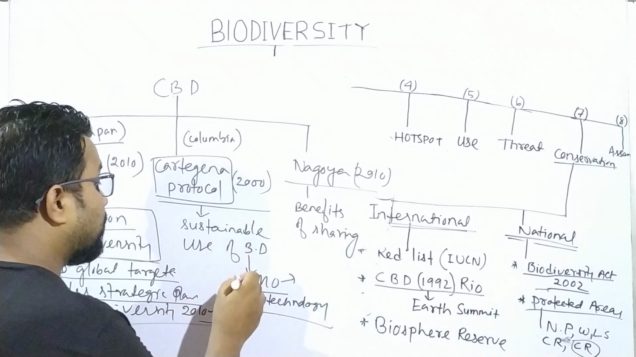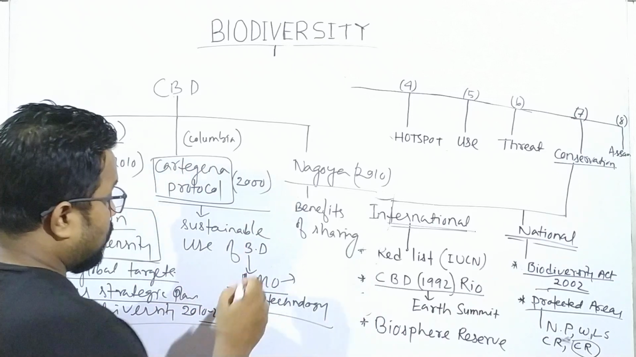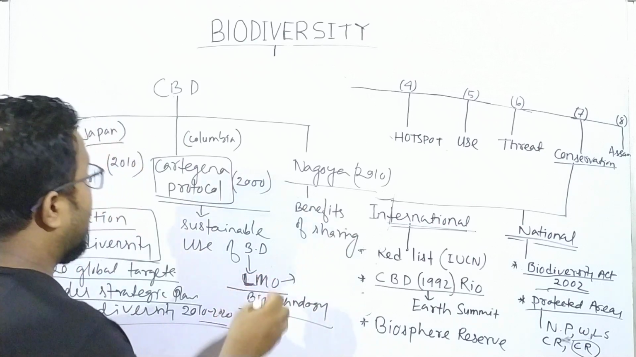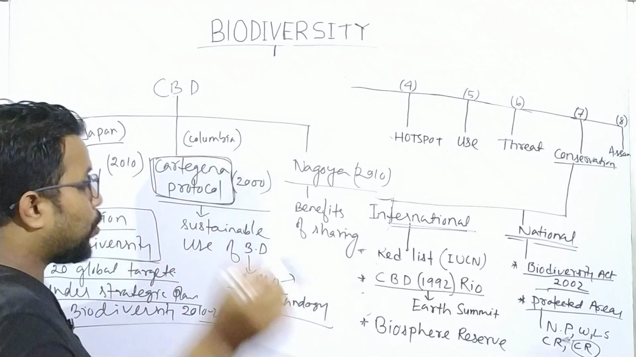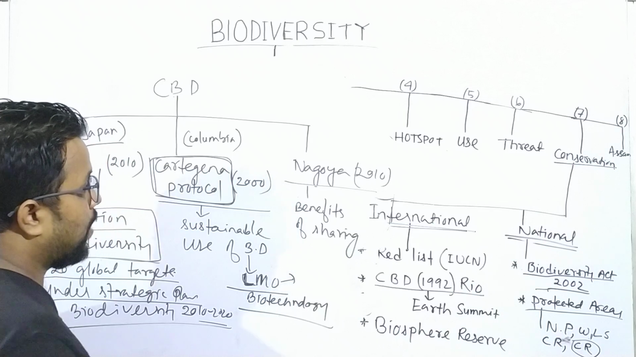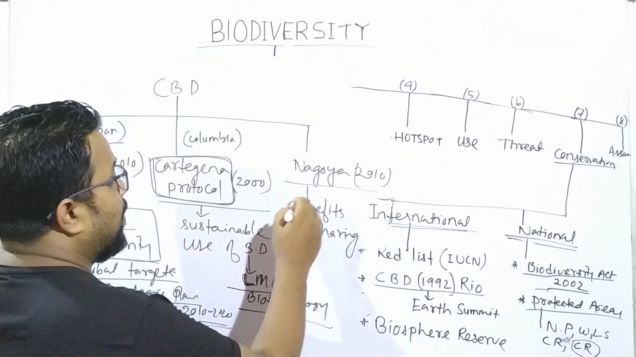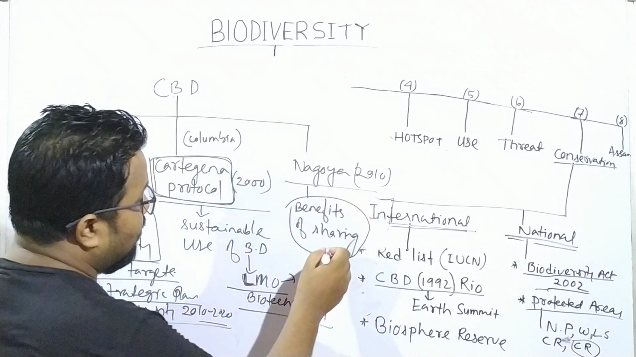These living modified organisms can be a threat to biodiversity. So these living modified organisms can be what? Threatening to the biodiversity, but this Cartagena protocol seeks to protect against the threat posed by what? Living modified organisms. Okay, now what is the Nagoya protocol? What is its main purpose? Benefit sharing. Suppose I give one example.